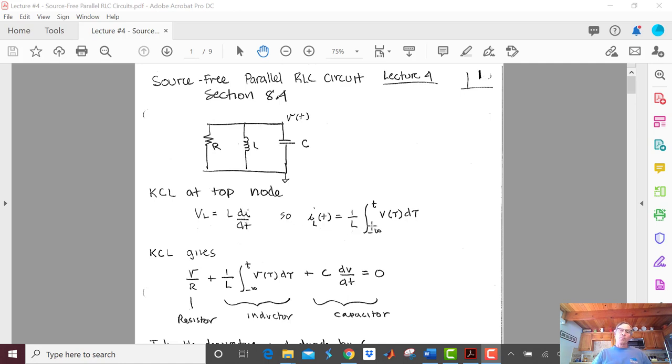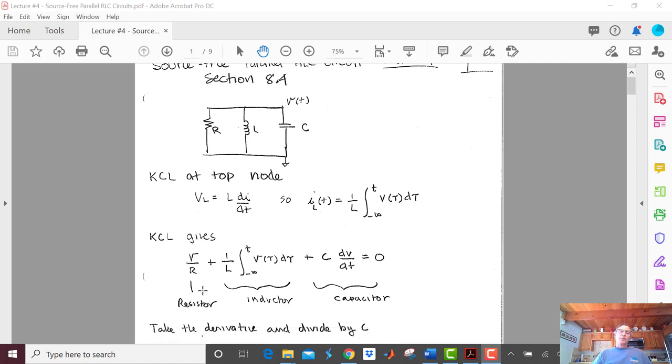So here we go. Our V was here. We integrate our V. Here we divided by L. That's my expression for I sub L. So that was the hard one. Now let's do the easy ones. The resistor is just going to be V divided by R. And then our inductor, we just got that.